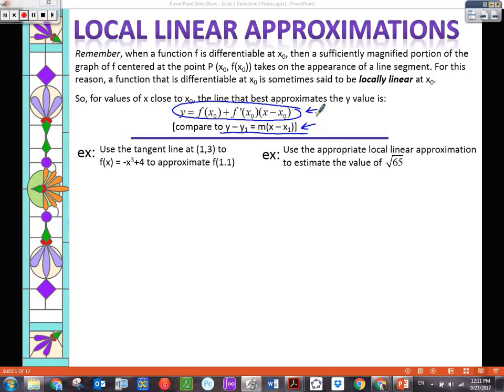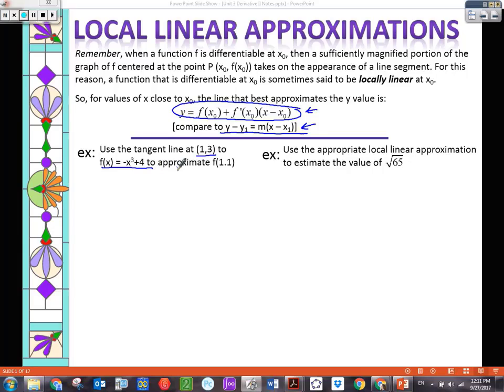Okay, so we have a couple of different examples to illustrate this. Let's look at the first one. It's telling us exactly what to do: use the tangent line at (1, 3) to approximate f of 1.1. Okay, so we know how to write tangent lines. We've done that before. So let's do that.